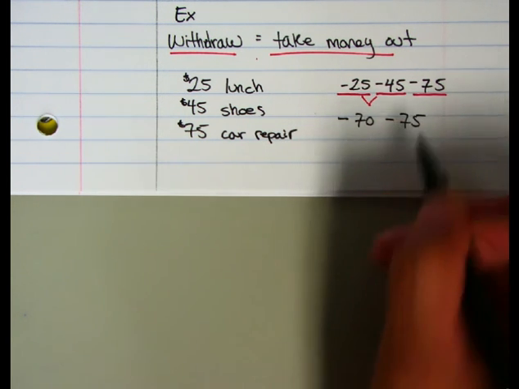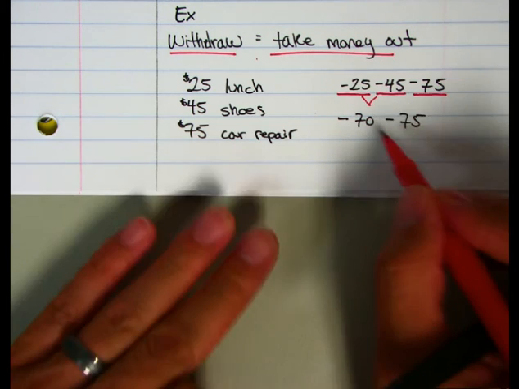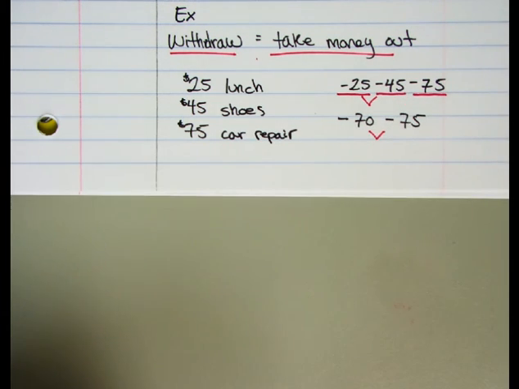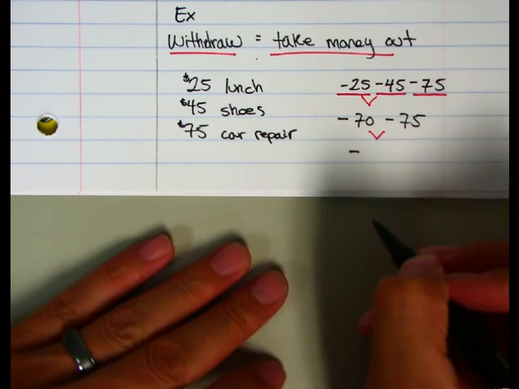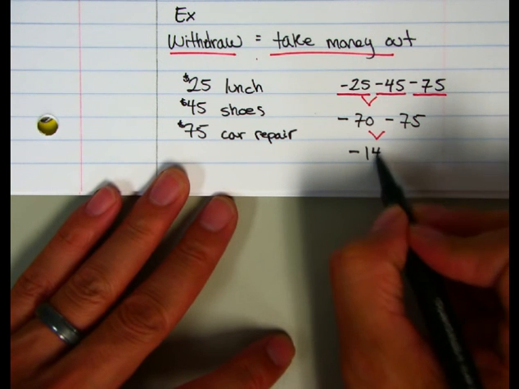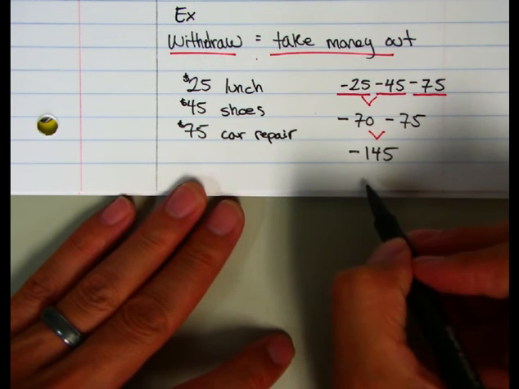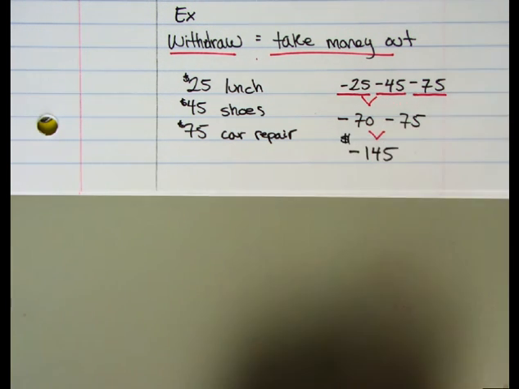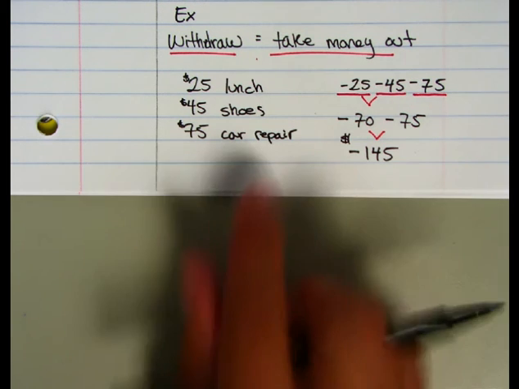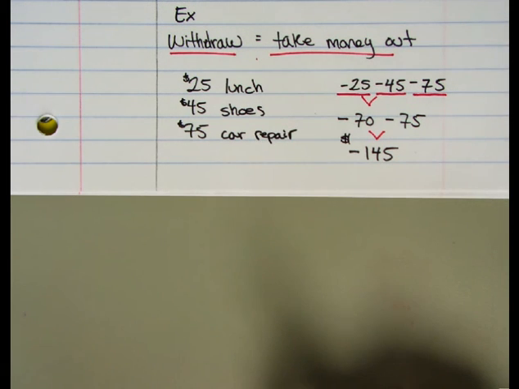I still have to deal with this other one. Now let's take a look. Are these the same or different signs? Well, they are the same signs. So I already know it's negative, and then I add the numbers together, 145. So I know that I took out a total of $145 the other day so that I could take care of lunch, shoes, and the car repair all in one.